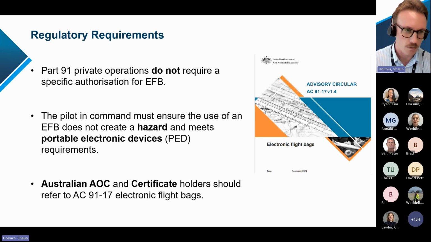So Part 91 requires that you must consider using the EFB, ensuring that it does not create a hazard. So really what that's coming down to is asking yourself that question of what if? What if the EFB fails? How will I meet my requirements for aeronautical information or being able to meet the navigation requirements or the fuel monitoring requirements as well. So we need to consider those what ifs. If the EFB fails, how will I ensure that does not create a hazard?